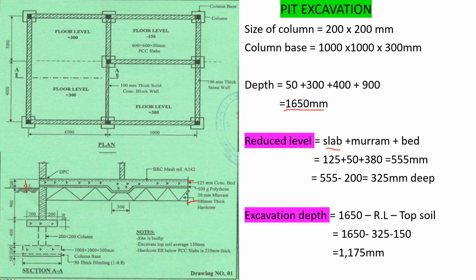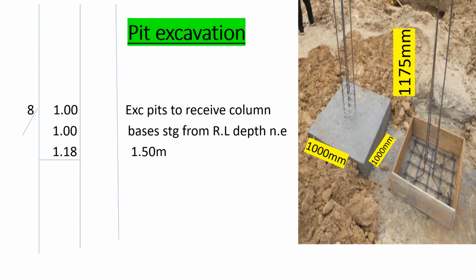Now our excavation depth will be the total depth, that is 1650, and then we less the reduced level, and then we less the top vegetable soil. That will give us 1175 millimeters. Now for us to book for the pits excavation, we are going to take the size of the column base, that is 1000 by 1000, and then the depth will be 1.175.